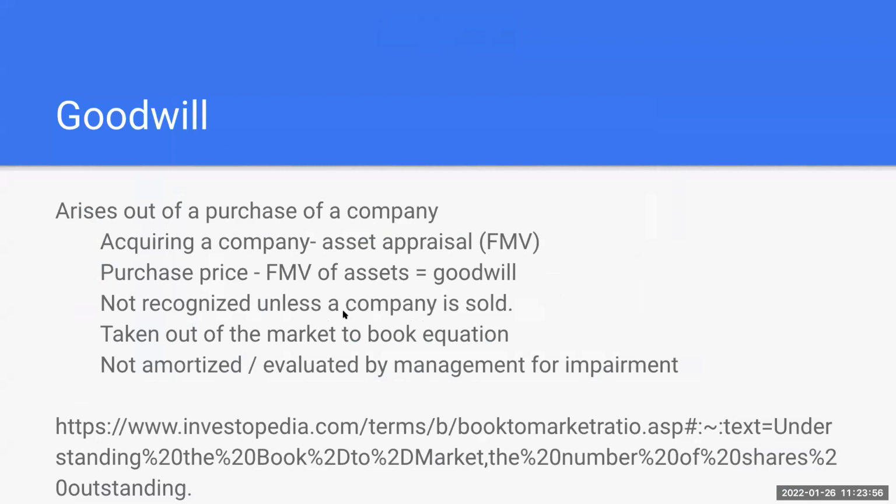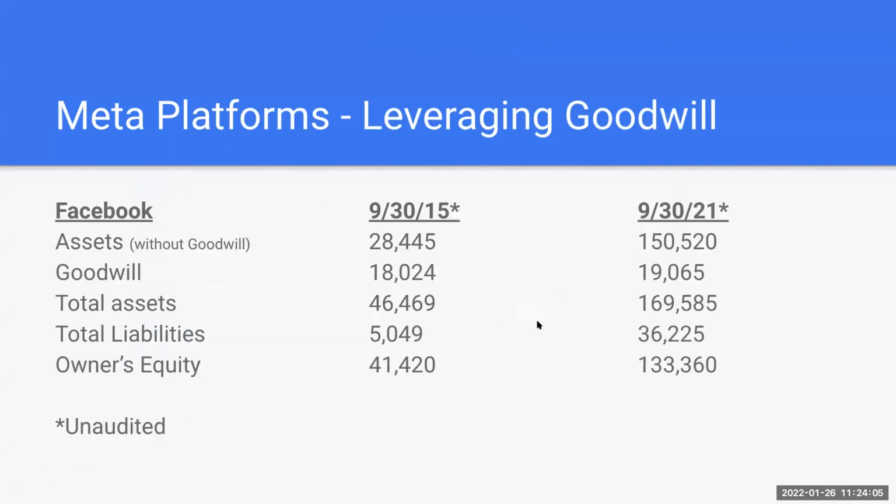The other part is that it is not amortized. You're evaluating goodwill for impairment. So when it comes to doing a financial statement analysis, this is why you have to be kind of careful.